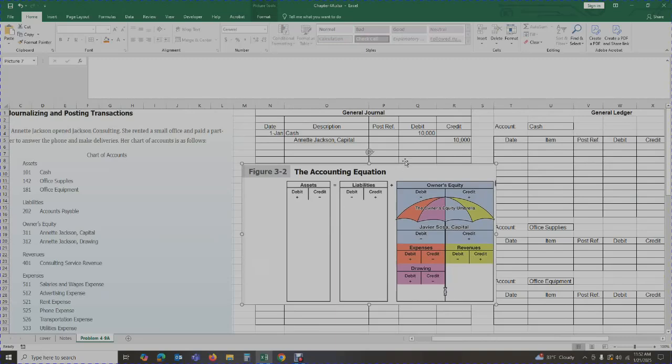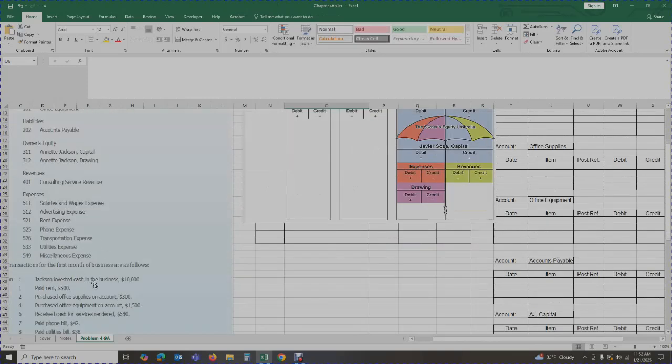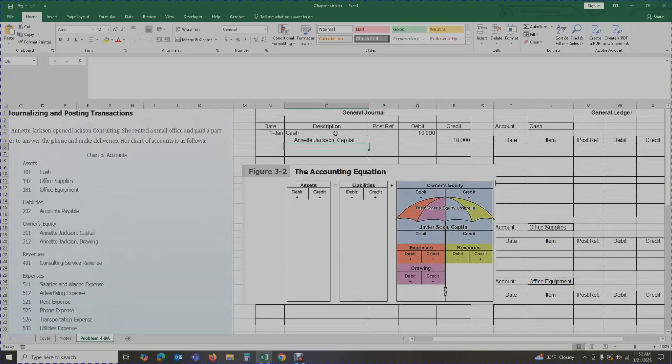Okay, so let's look at this first transaction that I'm analyzing. It says that Jackson invested cash in the business, $10,000. So what are we receiving? We are receiving cash. Cash is an asset account, so if it's increasing, I need to debit it. It's a positive, so that means it's an increase. So if my asset is increasing, I need to debit, which is what I did.